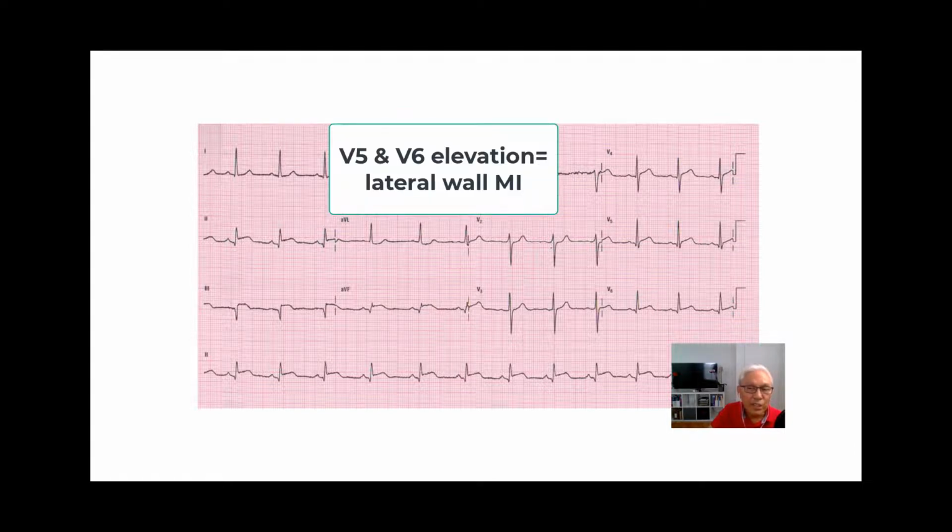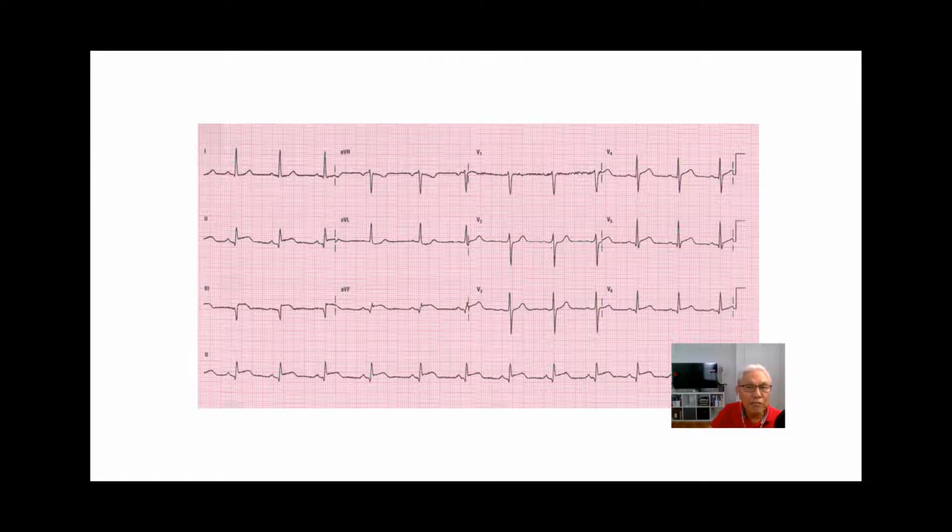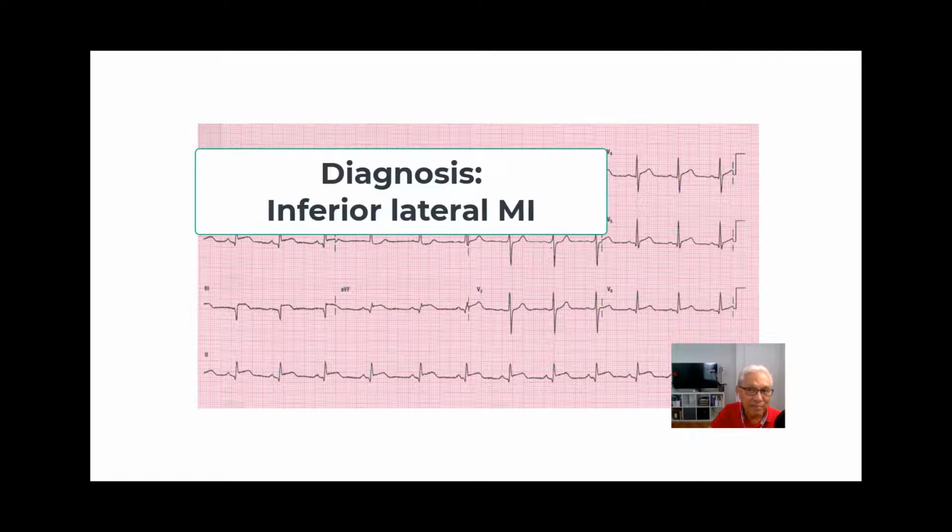However, there is significant ST elevation in V5 and V6, which therefore points to a lateral wall MI. So in addition to the inferior wall MI manifested by 2, 3, and AVF, we also have a lateral wall MI as manifested by V5 and V6.